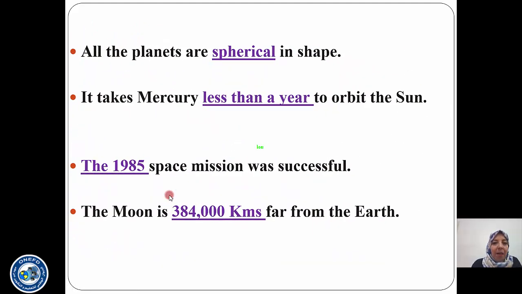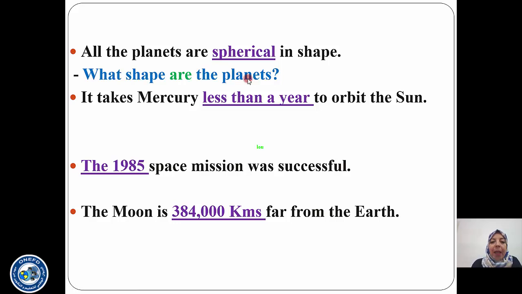All the planets are spherical in shape. So here we are asking the question about the shape. And you should say, what shape are the planets? What shape are the planets? All right? As you can see, there is an inversion of the verb, which is an auxiliary at the same time, and the subject, which is planets.